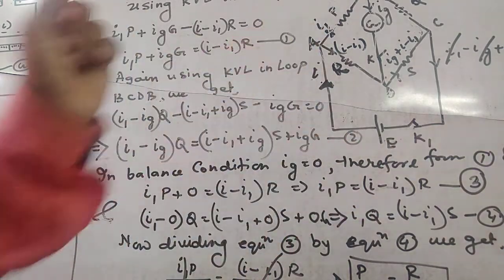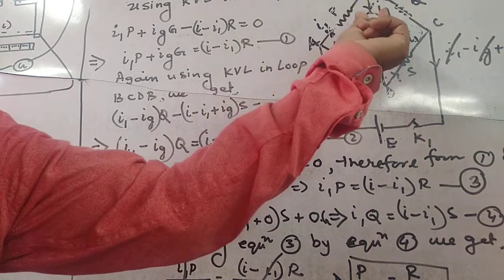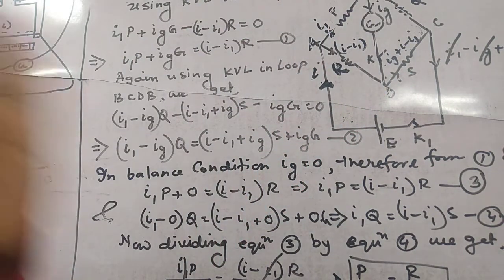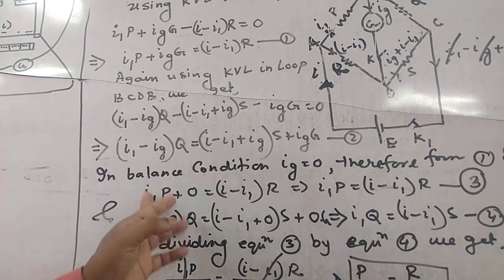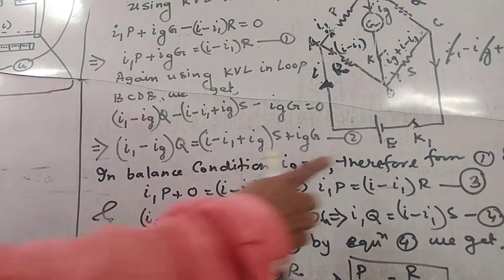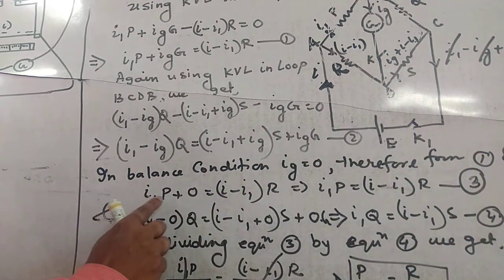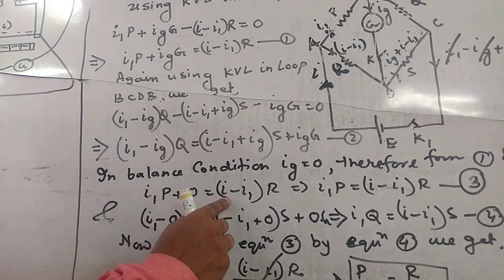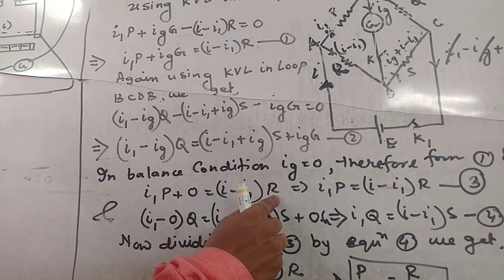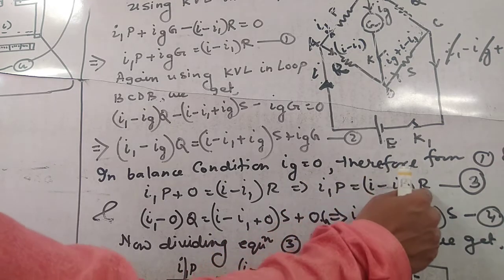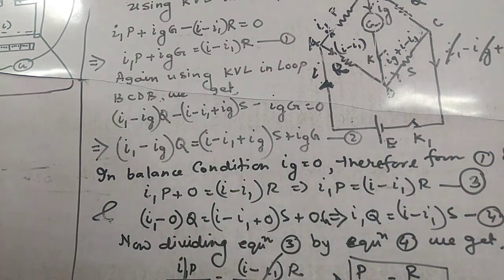What will happen in balanced condition? I told you earlier that in balanced condition, no current can flow through the galvanometer. If no current flows through the galvanometer, then what will happen? In balanced condition, IG is equal to 0. If IG is equal to 0, then we can write I1 into P plus IG into G, that means 0 into G, equal to how much? (I minus I1) into R. So it results in I1P equal to (I minus I1) into R, equation number 3.